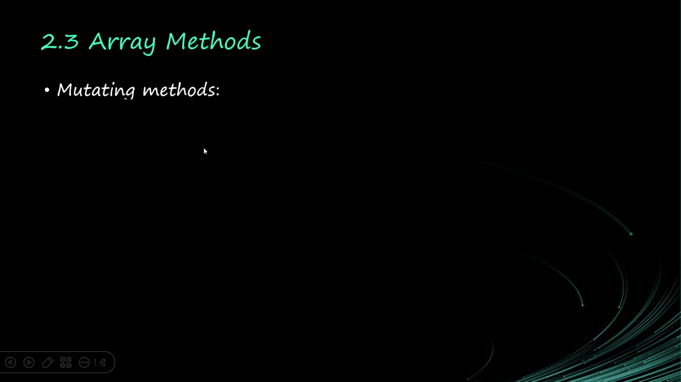So let's take a look at some array methods, starting with the mutating methods. Some methods mutate, which indicates that they change the value of the array, they change the whole structure of the array. That's what we call mutating. Push and pop are mutating. Push will add an item to the end of the array, while pop will remove the item at the end of the array.